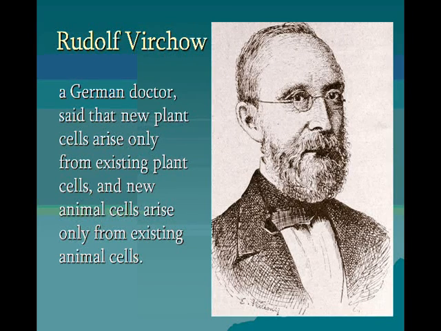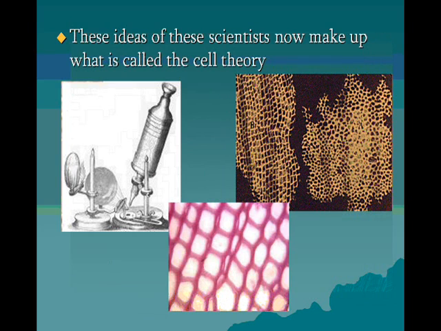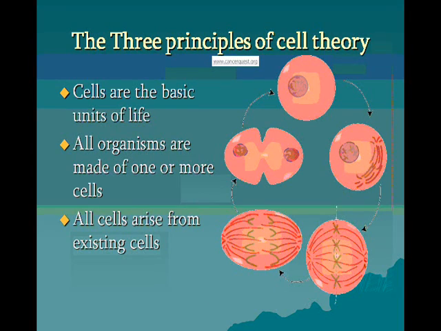So there were several experiments that were done to discredit that. Rudolf Virchow was the one who said that all cells must come from pre-existing cells. So from these scientists' work, we now have what we call the cell theory. And cell theory has 3 principles. Those 3 principles are: cells are the basic unit of life. That just means that cells are the smallest living thing. Although cells are made up of organelles, organelles themselves are not living. Cells are the smallest living thing.